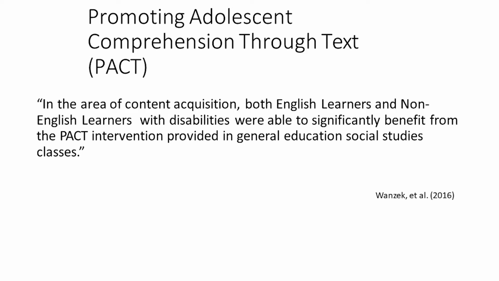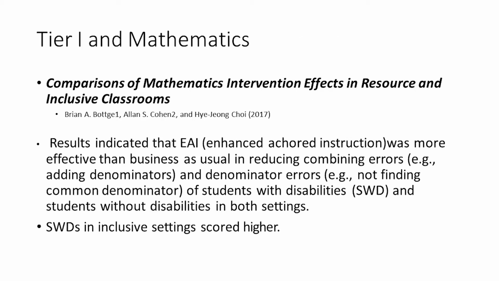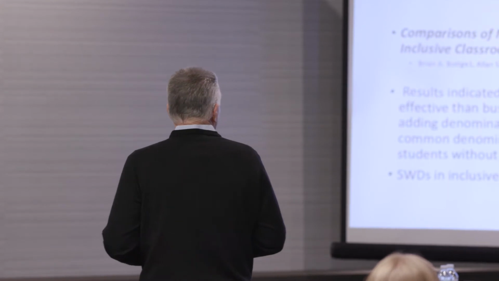This is the same strategy applied in high school, and it was applied in social studies classes, and the same outcome. This is enhanced anchored instruction, which is a strategy-based approach for math, and you'll see this was for kids with disabilities and without disabilities in both settings. Kids with disabilities in inclusive settings scored higher on math outcomes in the inclusive setting.